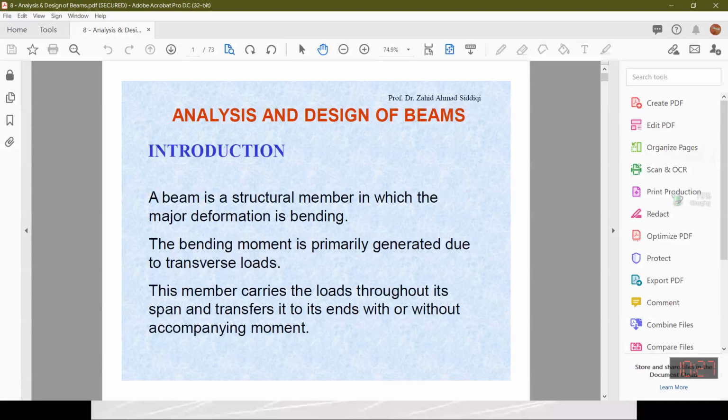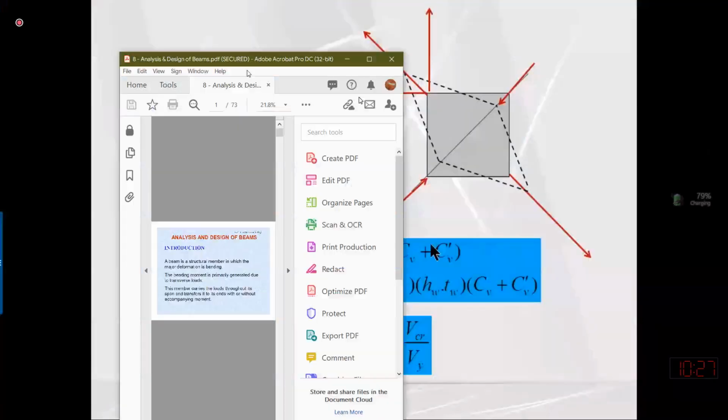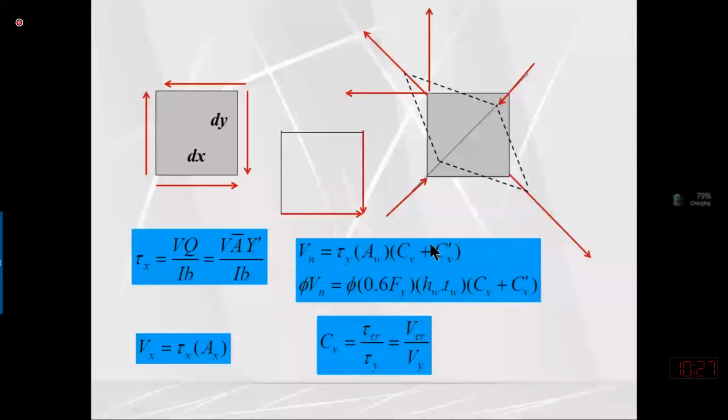But if we are providing the stiffener, then we have some extra strength available, which can be determined by CV prime. So CV prime is the shear enhancement factor. In other words, this is not the exact definition. So CV prime is the improvement in shear strength due to the stiffener. So the increase in shear strength by the provision of a stiffener is computed by the CV prime value.